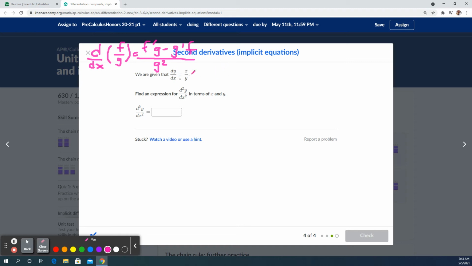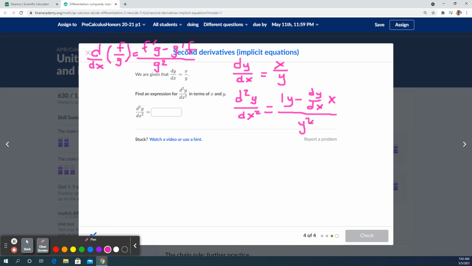All right, so it's already given us dy/dx equals x over y. We're going to do the second derivative on this. So d2y/dx2 is equal to the derivative of the top, 1, times the bottom, y, minus the derivative of the bottom, dy/dx, times the top, x, all over the bottom squared. Derivative of the top times the bottom minus derivative of the bottom times the top, all over the bottom squared.